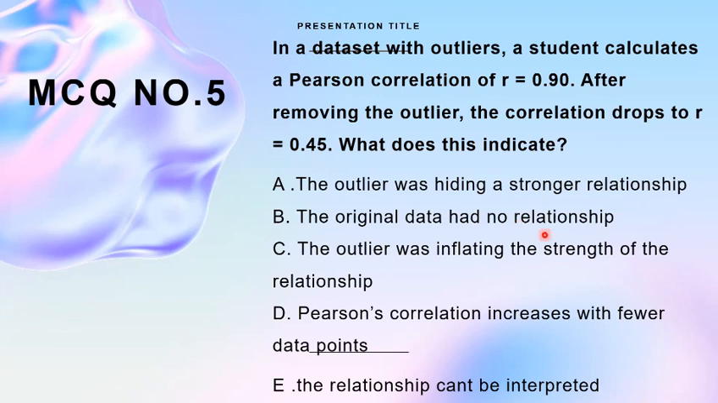The original data had no relationship. The outlier was inflating the strength of the relationship. Pearson's correlation increases with fewer data points. The relationship can't be interpreted. C. Yes, the answer is C. The outlier was inflating the strength of the relationship. So as we removed it, it dropped to 0.45, which is not that strong.